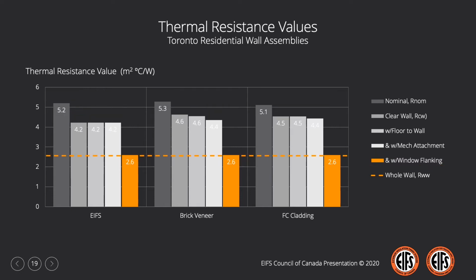Looking now at Toronto, we have a lower nominal value to begin with relative to Calgary, and we see the same sort of pattern with regard to stepping down from nominal to clear wall to floor wall, etc., until we get to our whole wall R value, which is about a 50% drop from our starting point of 5.2 to 5.3. Montreal, again, we see the typical profile where we begin with a nominal value of approximately 5.3 or 5.2 on average, and have a whole wall R value of about 50% less at 2.6, pardon me.